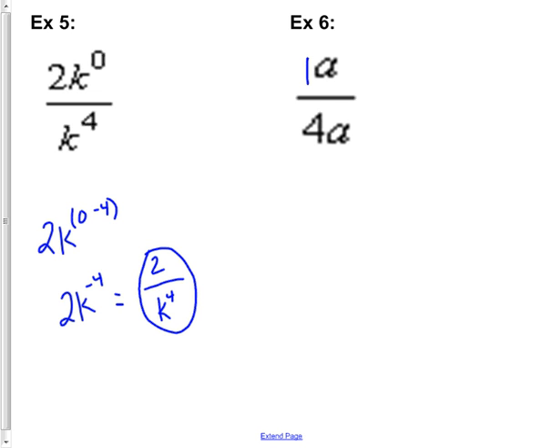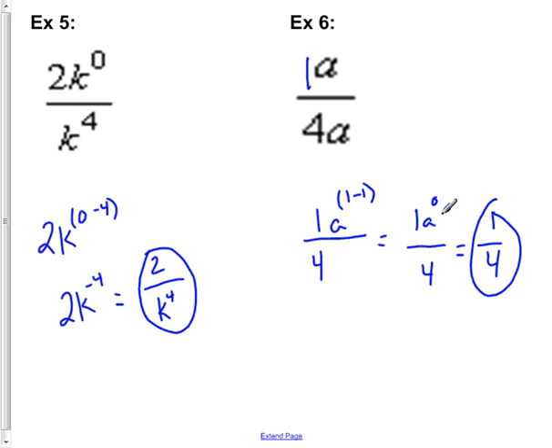Again, this coefficient is 1, and I can't do anything here. If I would have had a 2 up here, I could have simplified the numbers a little bit, but I can't. So I'm just going to write 1 over 4 in the denominator, and I have a to the 1 minus 1. And 1 minus 1 is 0, so I'm going to have 1a to the 0 power over 4, which is really a to the 0 power is 1. So my answer is 1 over 4, and I can get rid of my variable and exponent completely because 1 times 1 is 1.